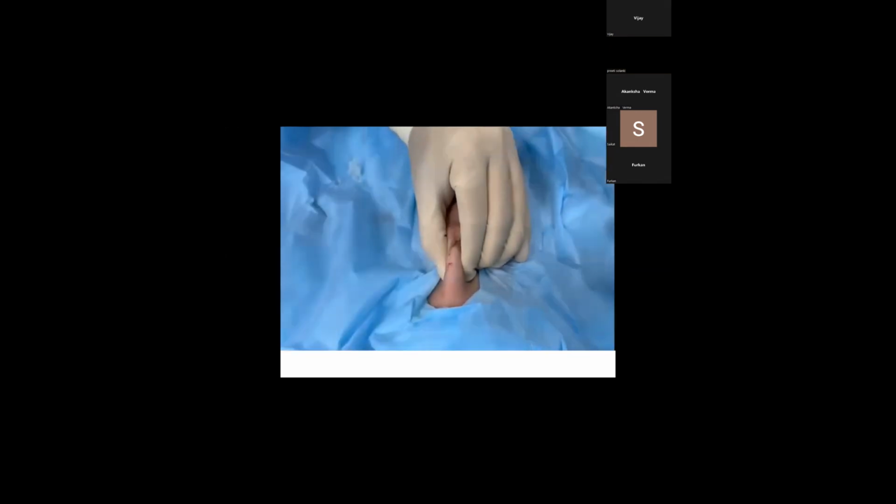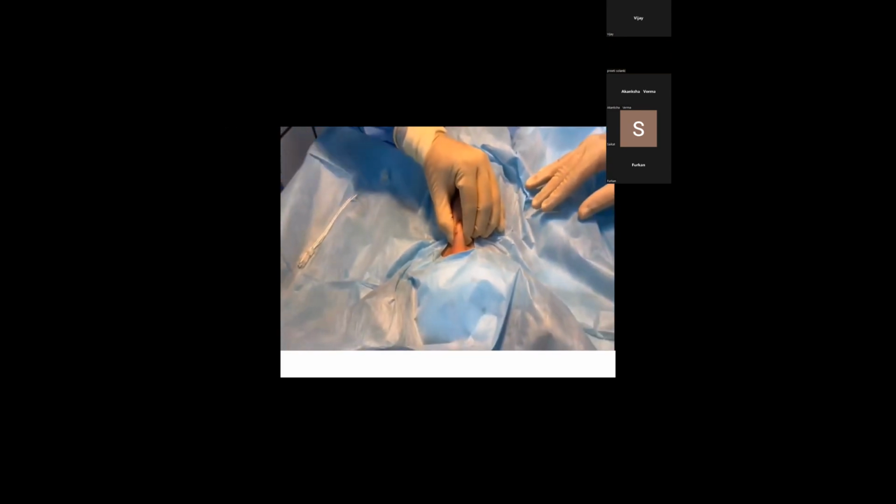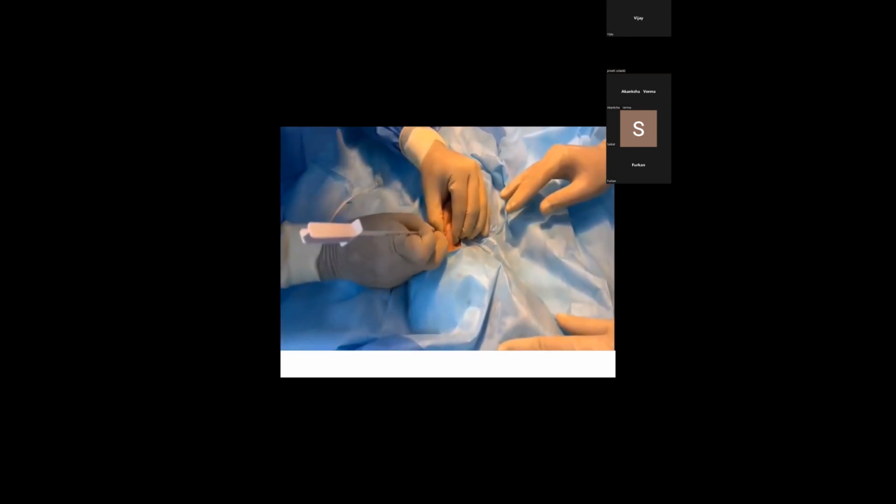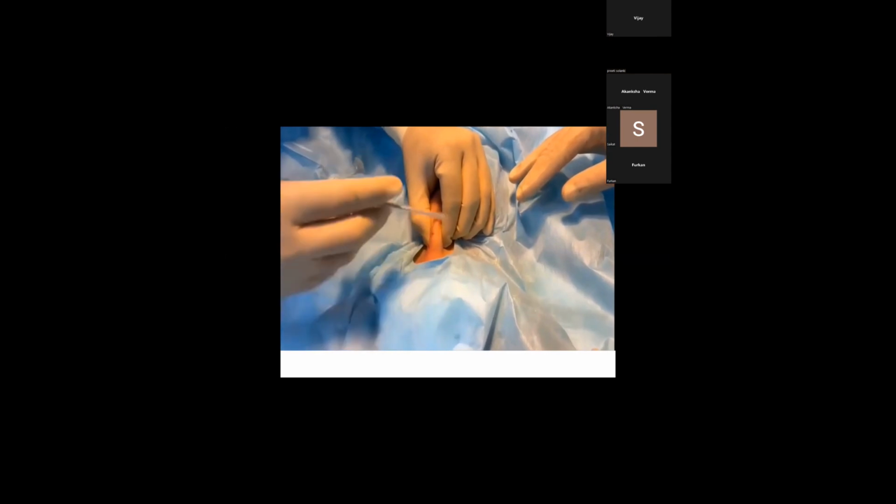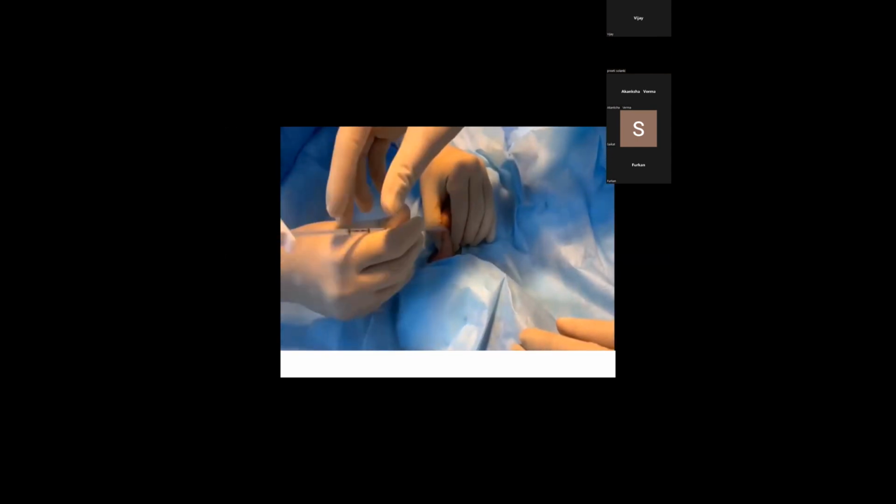Then, after removing the cannula, we have to give a horizontal nick at the site of insertion of the PD catheter. Then we insert the PD catheter, holding the guard, and with the help of another person, we insert the PD catheter through the boarding technique.